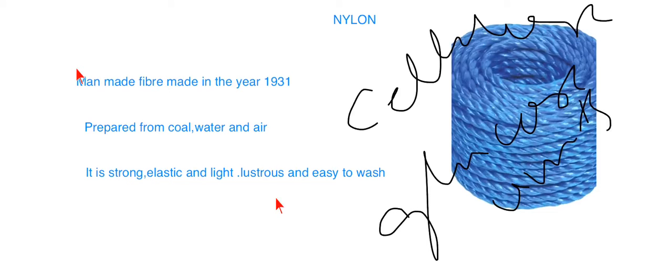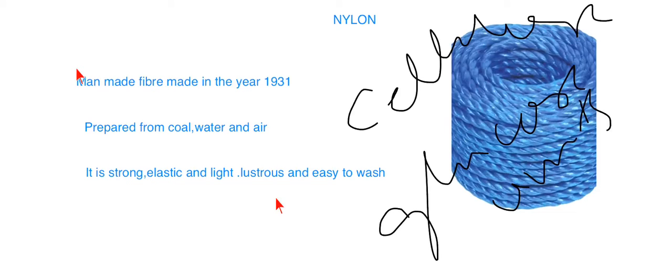Okay, what are the properties of nylon? It is strong, it has good elasticity, it's light in weight, lustrous. Lustrous means it has shine, and it is easy to wash. So your school uniform socks are nylon socks. It's easy to wash. It dries up quickly.